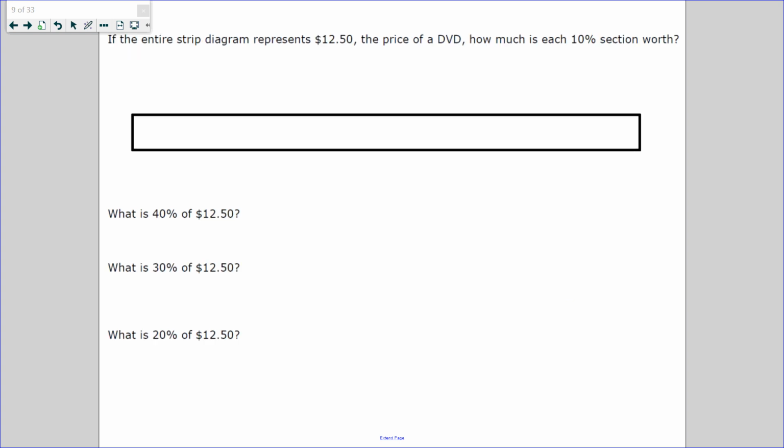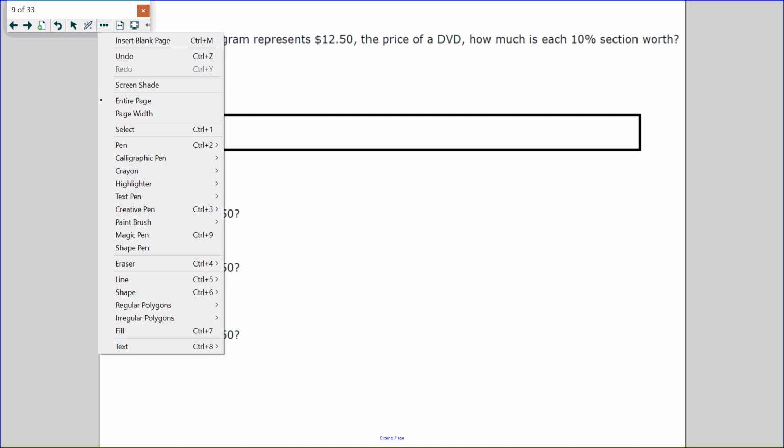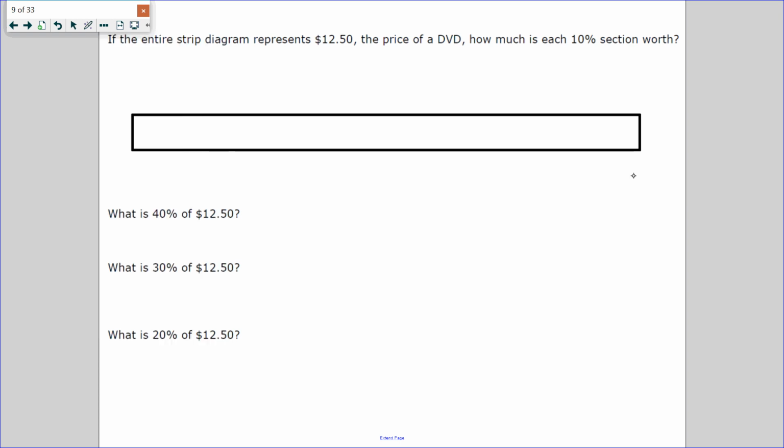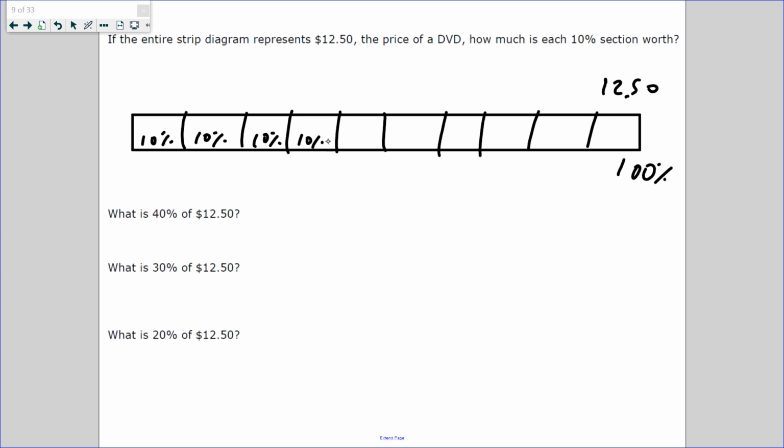So let's try another one. Now this one would be a little more difficult. This is one with a decimal. If this entire strip represents $12.50, how much is each 10% worth? So this is 100%, or $12.50. Let's divide this into 10 equal sections. So this is 10%, 10%, and so on for all 10 sections.